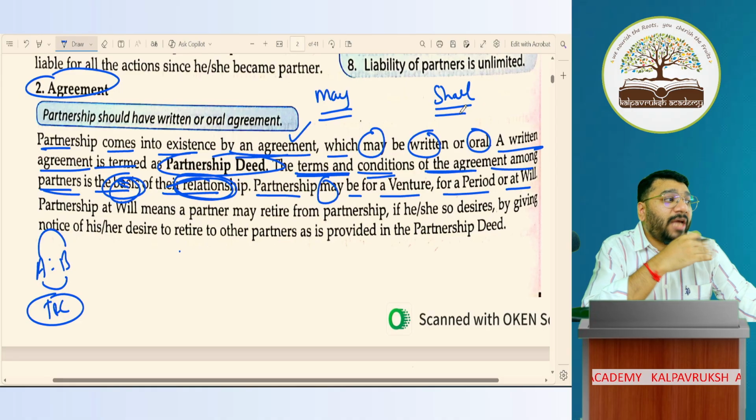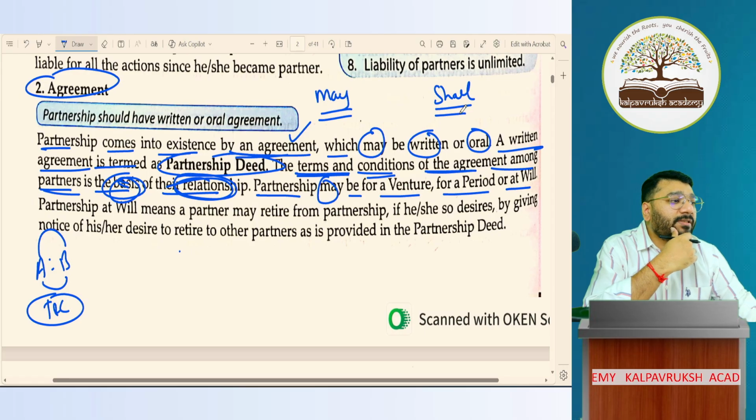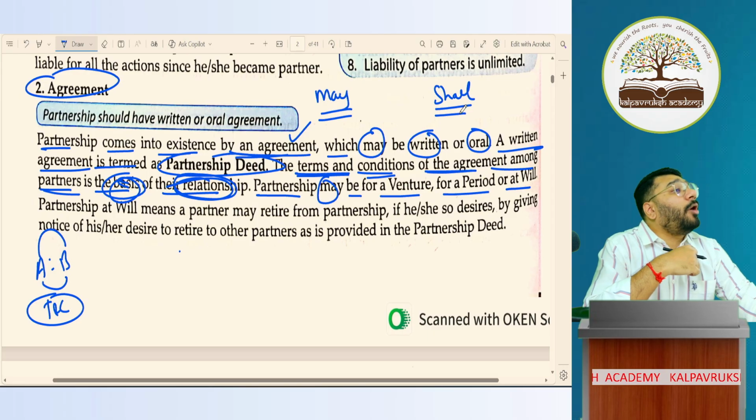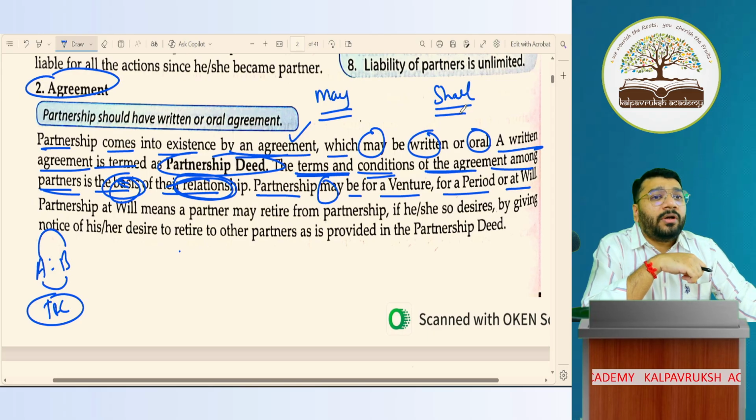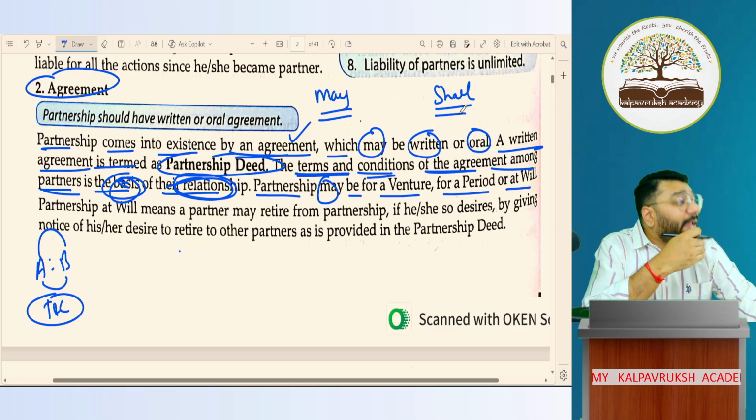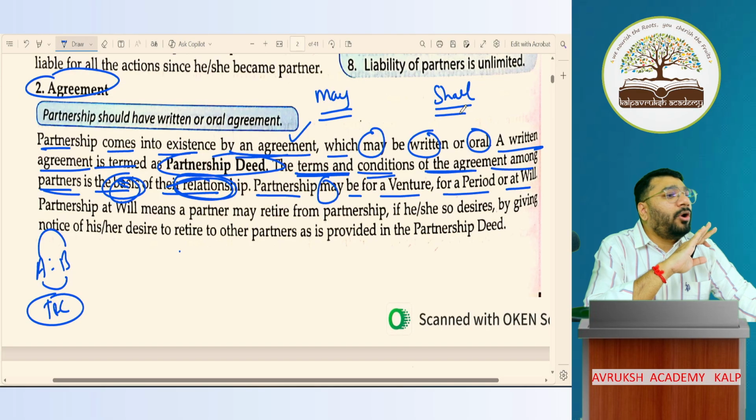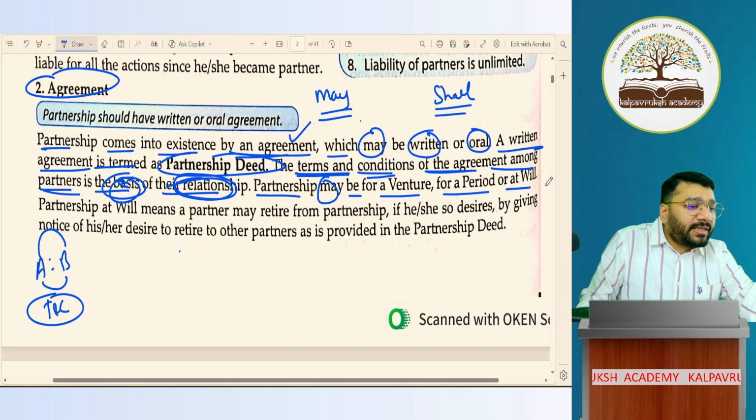May means what? Shall means what? May is permission, okay? No. May means optional. Wherever in law, if they use the word may, it means you may do it, you may not do it. You can do it or you need not do it. So may always means it is optional.